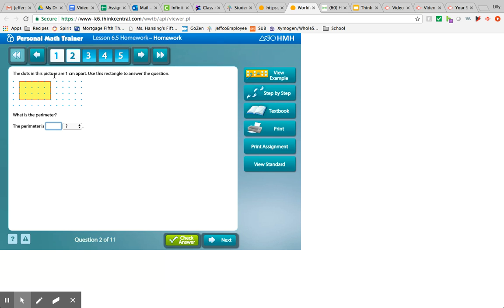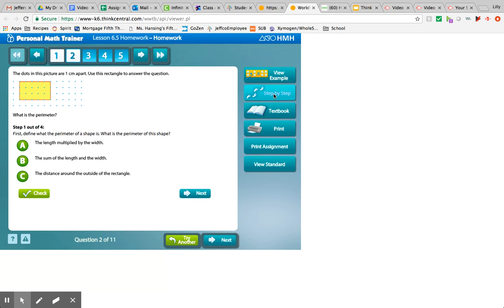And this is a similar question. The dots in this picture are 1 centimeter apart. Use this rectangle to answer the question, what is the perimeter? So again, just for example, if I don't know what perimeter is, another option besides View Example is to get step-by-step directions. When you click step-by-step, it's going to tell you step 1 is to first define what the perimeter of a shape is. What is the perimeter of this shape?